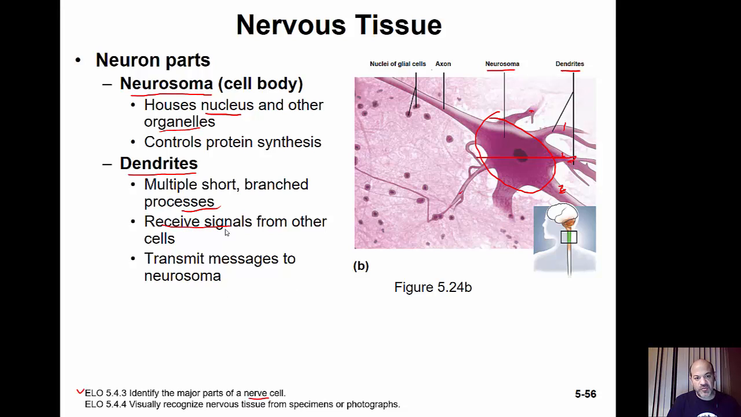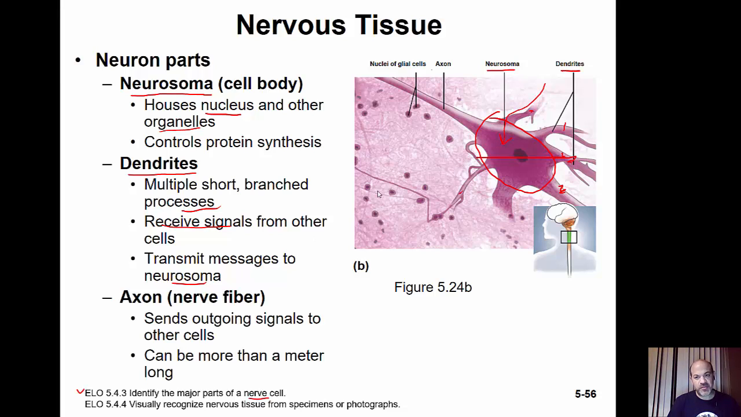They're going to receive signals from the cell and transmit messages to the neurosoma. So basically, information or nerve signals will come in through a dendrite and go into the neurosoma. Then from there, they're going to go through a long extension called the axon. So there's your axon there. So what is an axon? This is what we also call a nerve fiber. This extension of the neuron is going to send outgoing signals to other cells, and these can be more than a meter long.